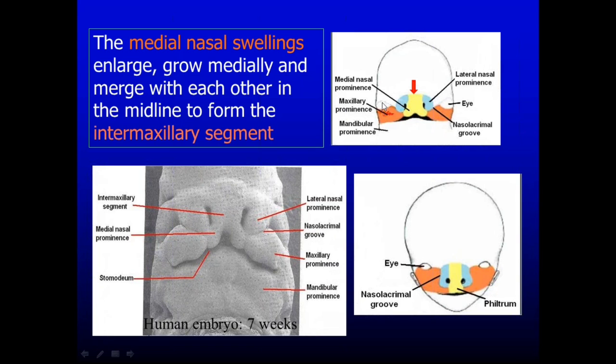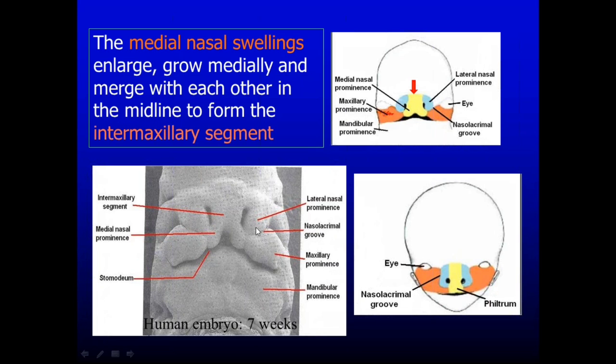Now the eyes or optic placodes, which were lying laterally, come to lie on either side of the root of the nose. Now this is your maxillary prominence, which will form the cheek. It will fuse laterally with the mandibular prominences. Now this is your future mouth or stomatodeum. This diagram represents the nasal pits, intermaxillary segment, medial nasal prominence, lateral nasal prominence, maxillary prominence, mandibular prominence.